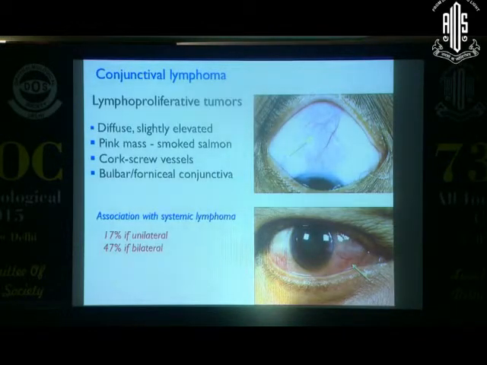Going on to the next amelanotic lesion, conjunctival lymphoma, it is basically a lymphoproliferative tumor. In fact, it also has a spectrum of reactive lymphoid hyperplasia, benign lymphoproliferative tumors, and conjunctival lymphoma. As you all know, from our PG days, we have been taught that it has a smoked salmon appearance. And this is classically how it looked.